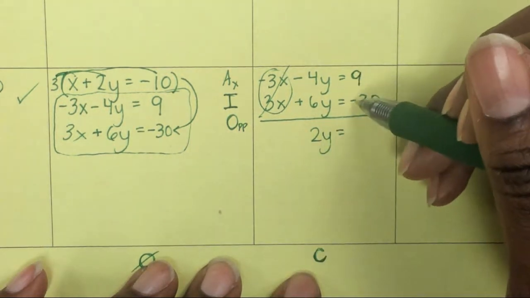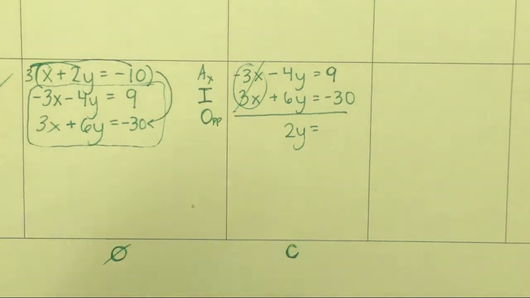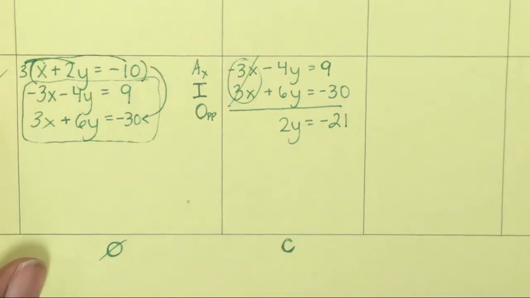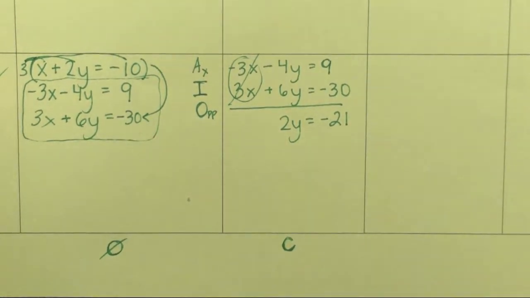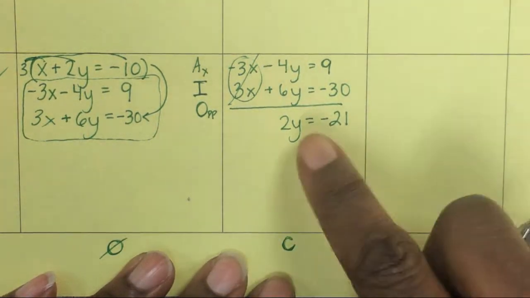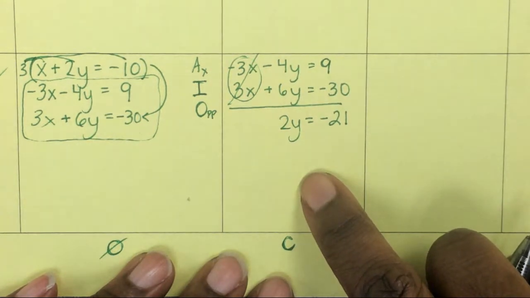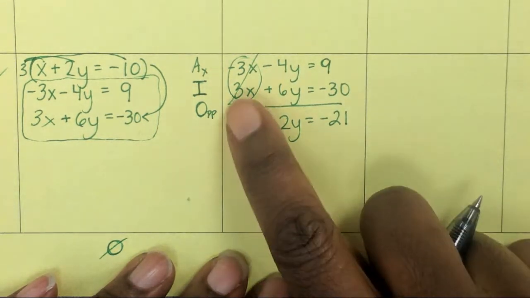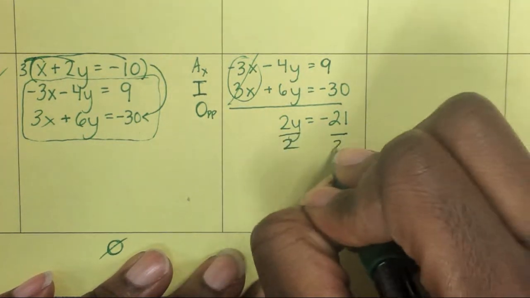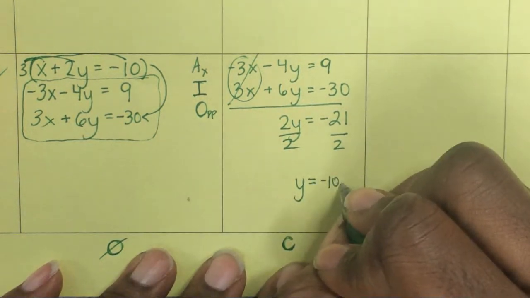And 9 plus negative 30. 9 plus negative 30, be careful. Negative 21. And let's go ahead and just solve for Y. And this is something people keep asking. What are we solving for, Miss? It depends on what got eliminated. The X's got deleted. So in this case, we're solving for Y. And yes, it is a what? Keep the decimal. Negative 10.5.